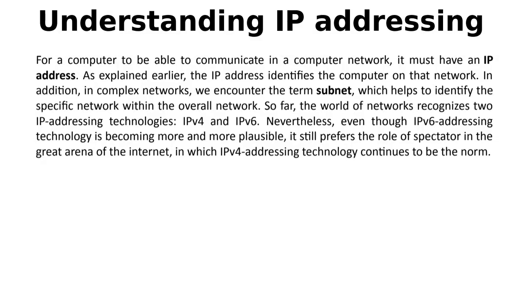The most common IP addressing technologies are IP version 4 and IP version 6. Okay. The problem with IP version 4 is that it has a limited number of IP addresses. To overcome this, IP version 6 is now coming to the market, because IP version 4 has 32 bits. IP version 6 has 128 bits.